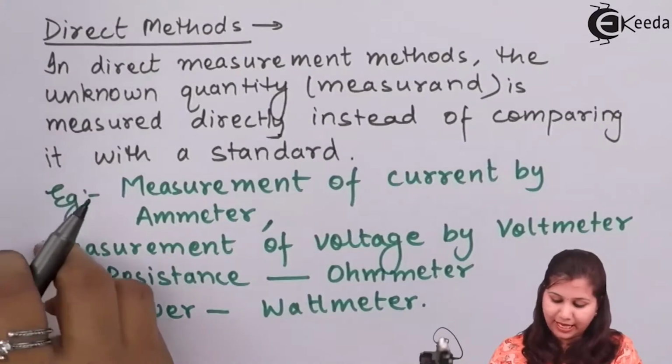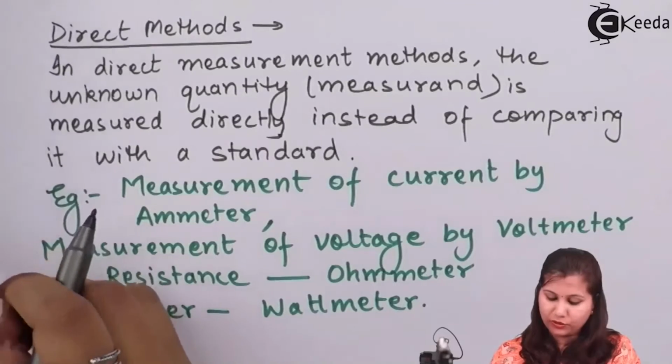Next, these direct measurement methods are also further classified into two types. One is the deflection methods and second is the comparison methods. In the examples, we took the ammeter, voltmeter, ohm meter and the wattmeter. When we see these instruments, we have a pointer in it. So the result of the measurement, like the current or voltage, is indicated by the deflection of the pointer.